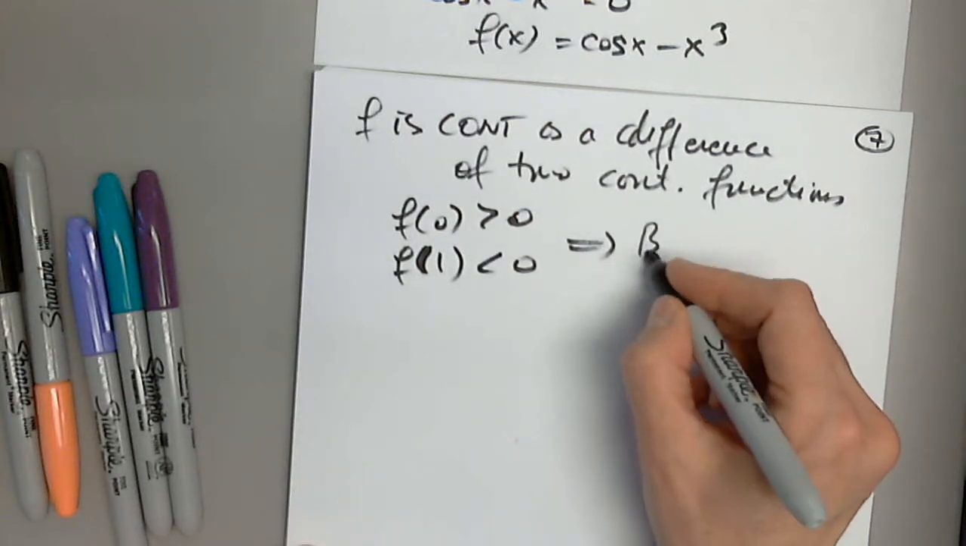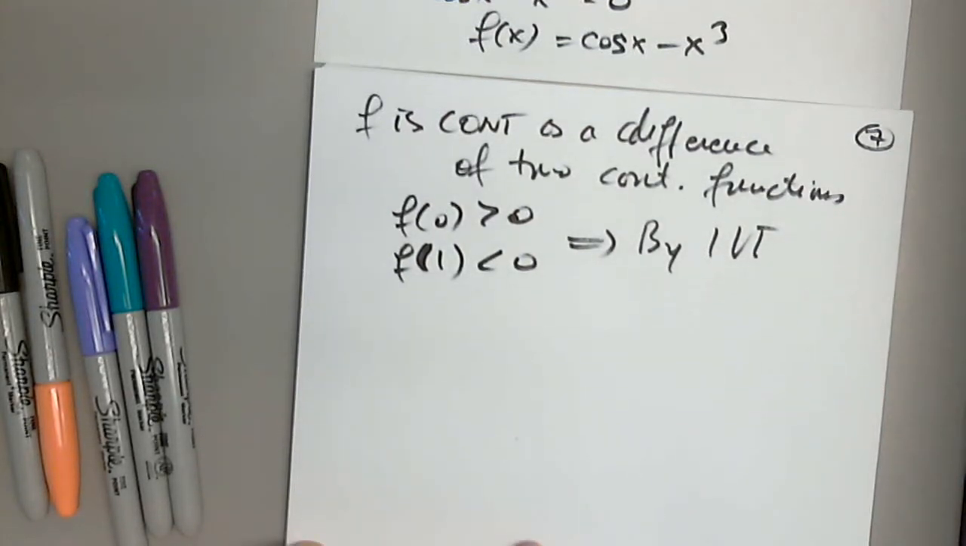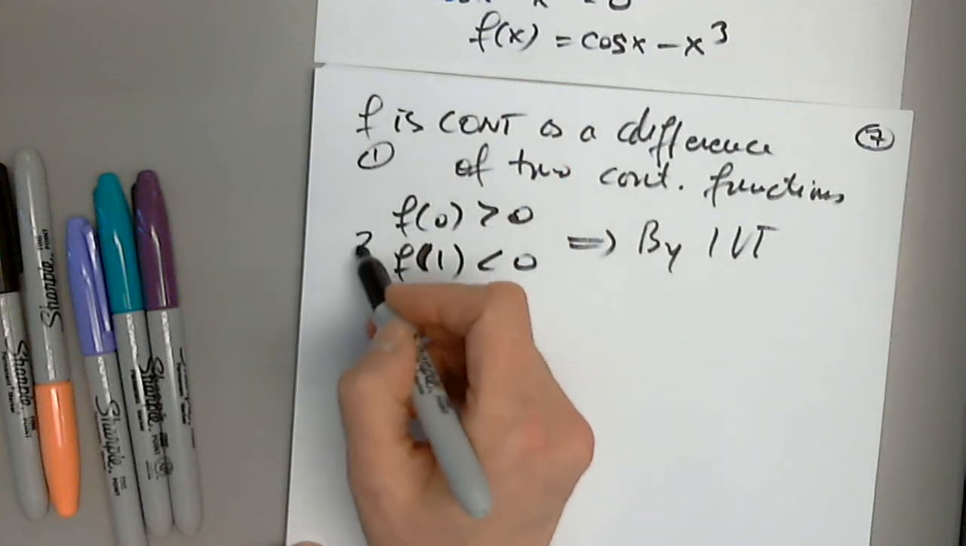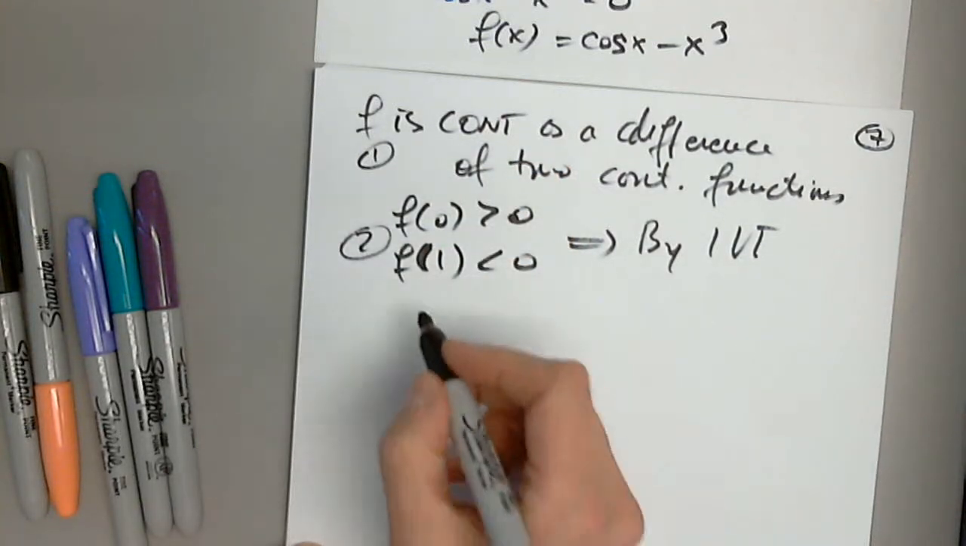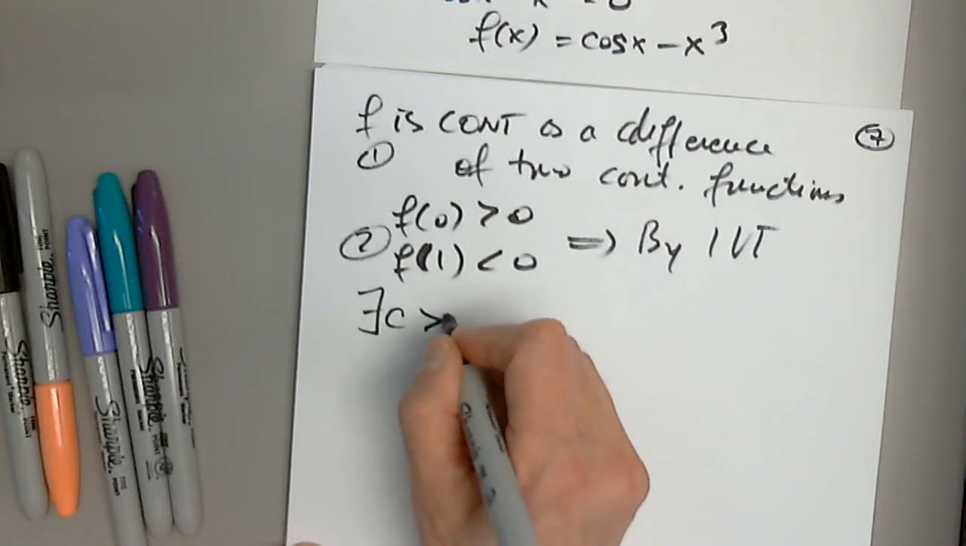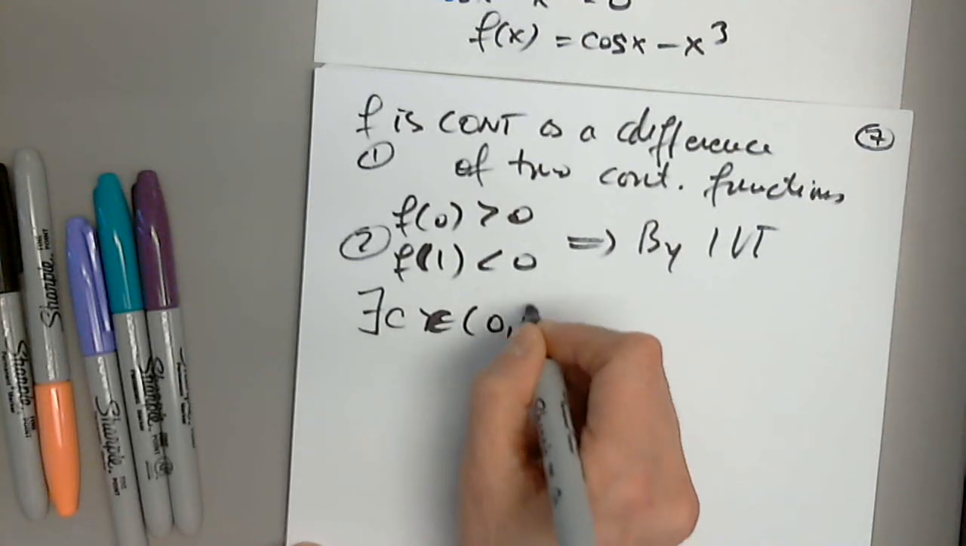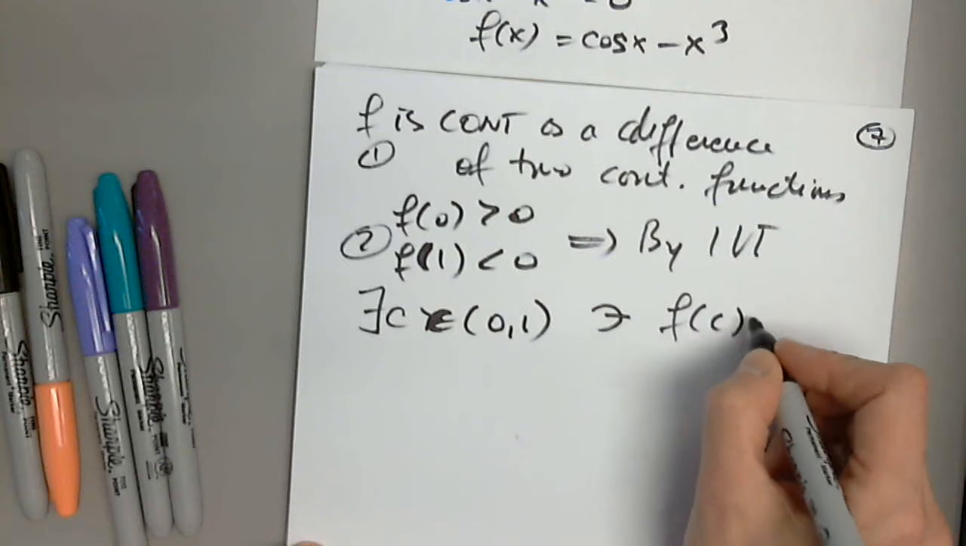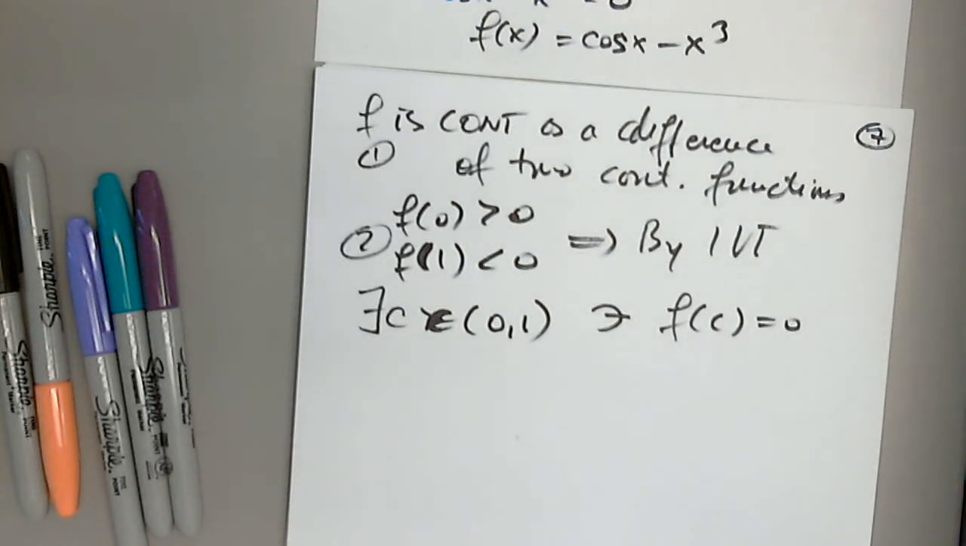So therefore, by IVT, from continuity from 1 and 2, there exists a c in the interval 0, comma 1, such that f of c is 0. You do not have to use any of the symbols. You'll say by IVT, I will find a number c in the interval 0, comma 1, such that f of c is 0. Yes, Ricky?